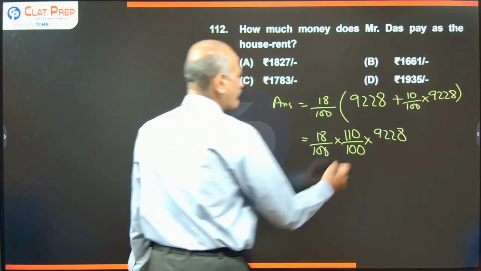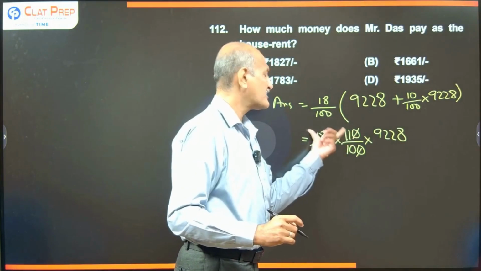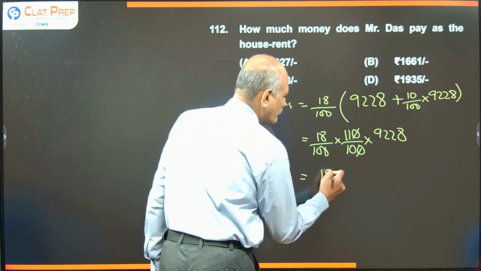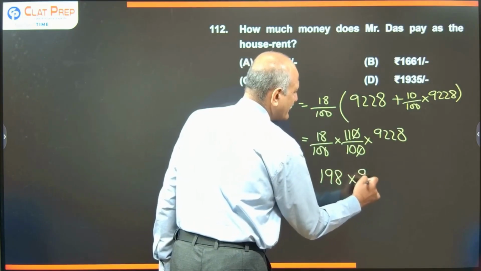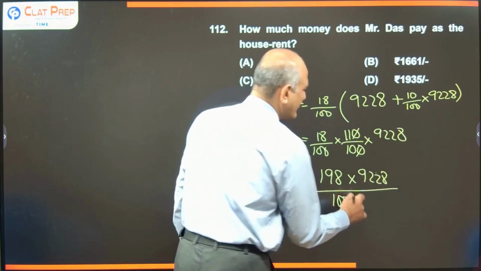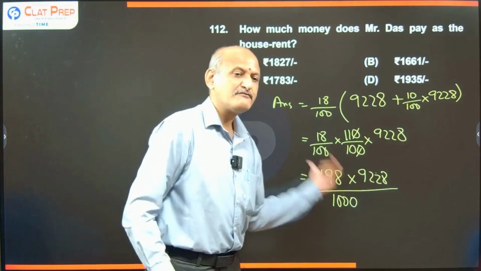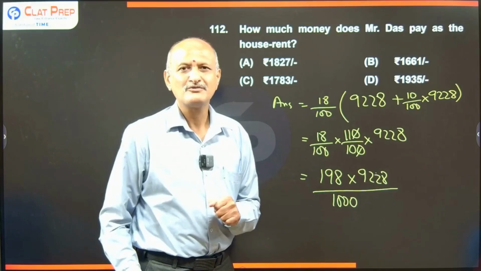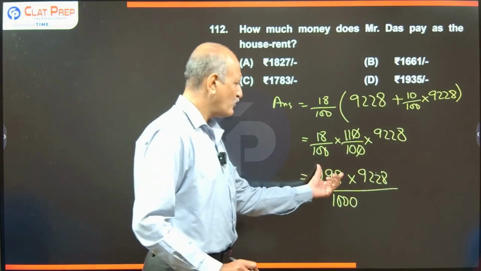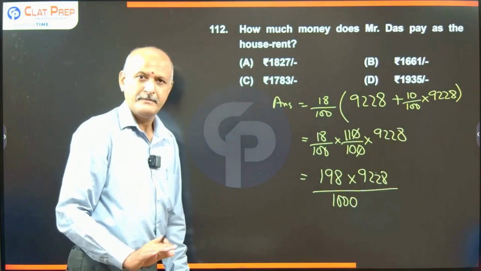Let's do this one carefully here. 0 and 0 are getting cancelled. 18 into 11, how much does it come? It is coming 198 right now. So here I could have said it is 198 into 9228 divided by 1000. Right now, let me observe this one carefully with an approximation. See here, this 198, can I tell it is very close to 200? And 200 divided by 1000 comes equal to how much? 1 by 5 here, right?